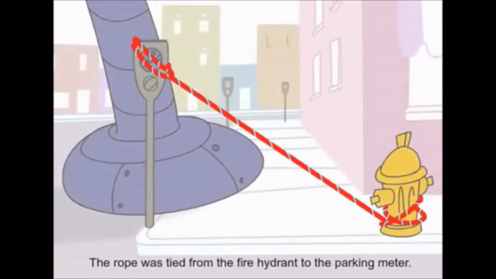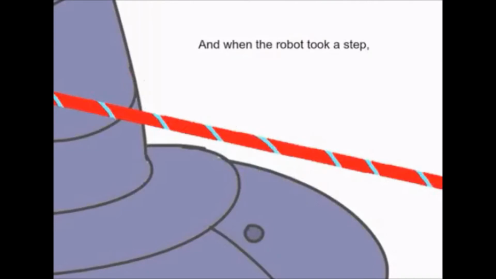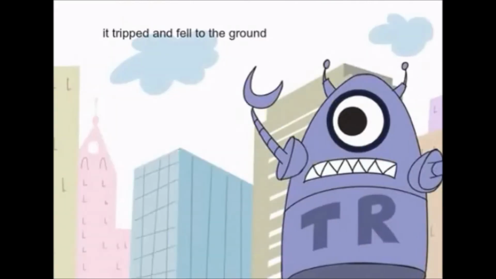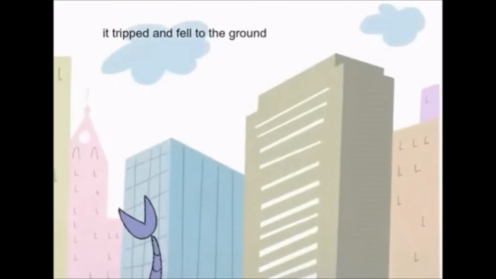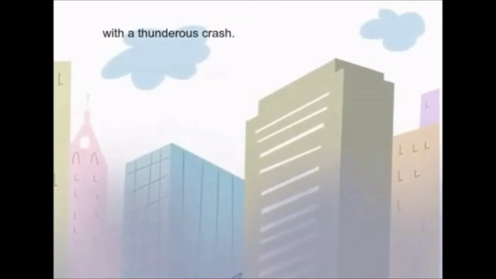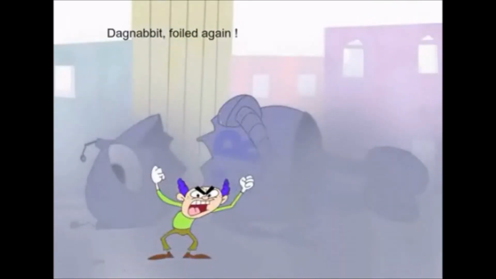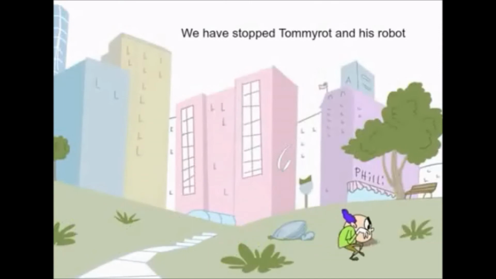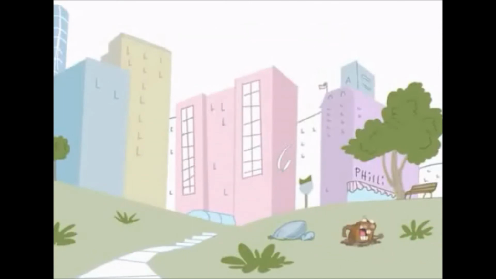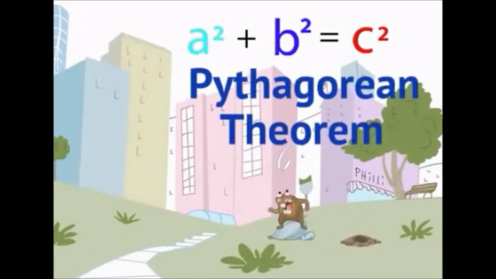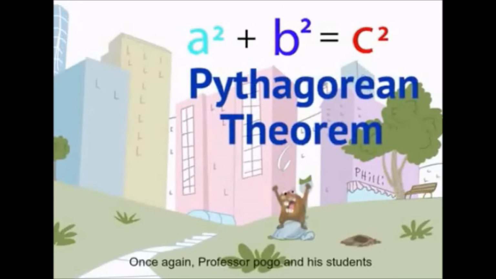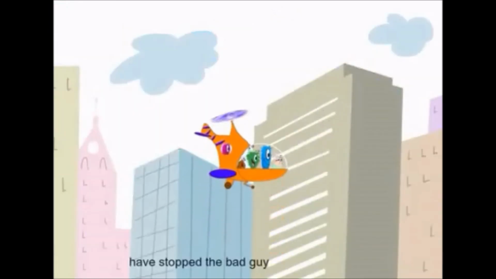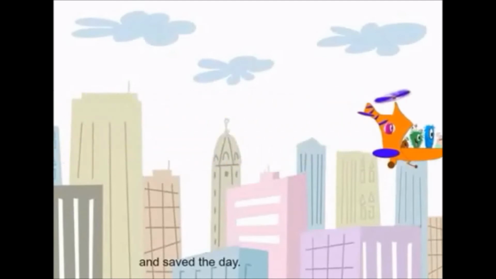The rope was tied from the fire hydrant to the parking meter. And when the robot took a step, it tripped and fell to the ground with a thunderous crash. Dang, nabbit, foiled again. I'll get you next time, Pogo. We have stopped Tommy Rot and his robot with the Pythagorean Theorem. Once again, Professor Pogo and his students have stopped the bad guy and saved the day.